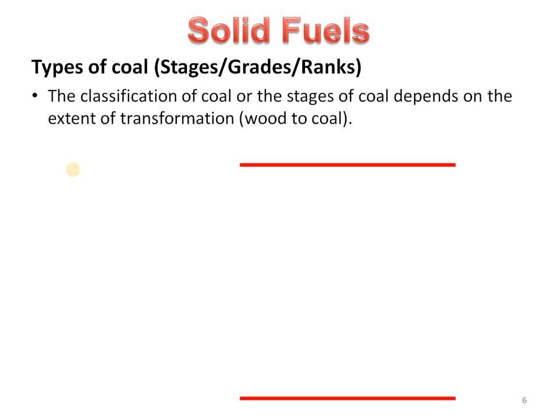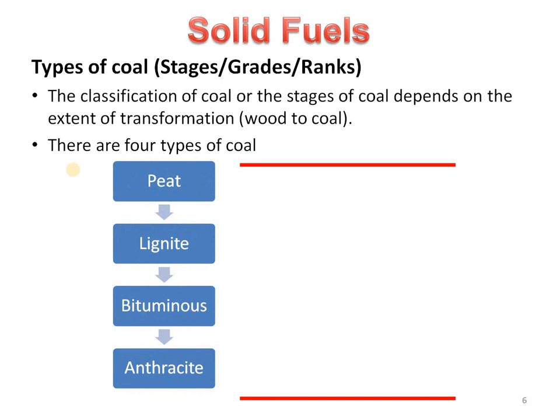The classification of coal, or the stages of coal, depends on the extent of transformation from wood to coal. There are four types of coal. First is peat, then lignite, third is bituminous, and fourth is anthracite. If you see these different stages of coal, from peat to anthracite, the properties of each stage will be different and the uses of each stage will be different.